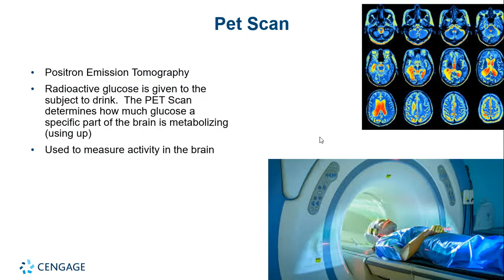PET scans are similar to those fMRIs, but instead of looking at oxygen, they look at glucose. They'll give you a little drink. It looks and tastes like Kool-Aid, but it has a little bit of a radioactive agent. And so when you take that drink, it shows up in the PET scans, and now we can determine how much glucose your brain is metabolizing. And just like oxygen, if one part of your brain is metabolizing more glucose, then we know that that part of the brain is being used more than another part.